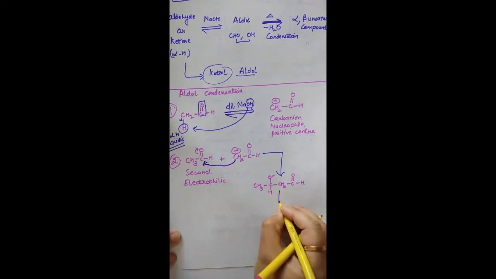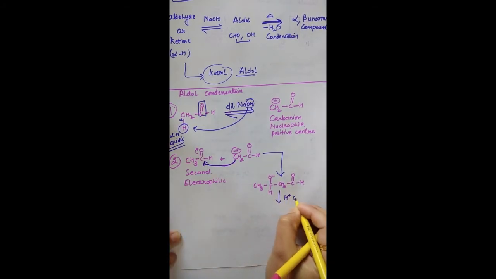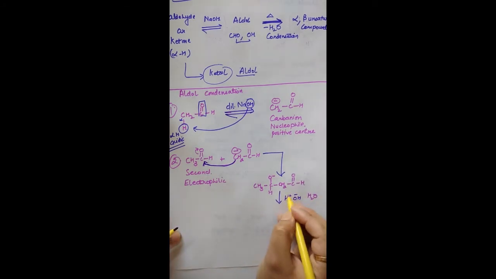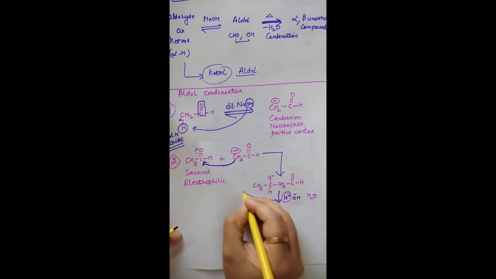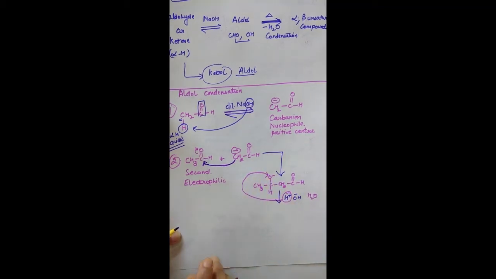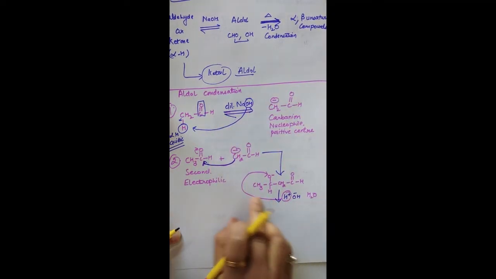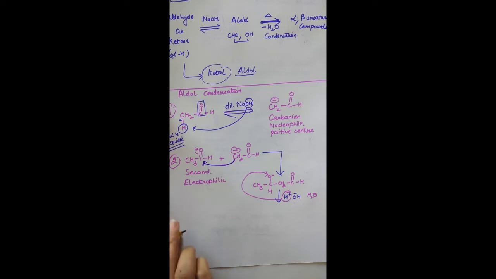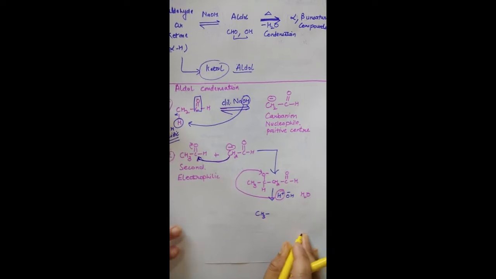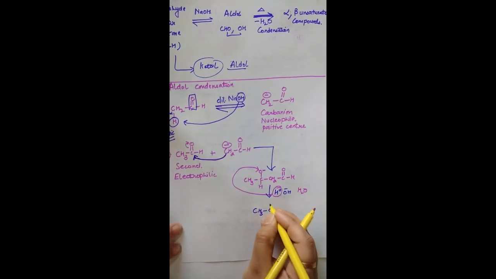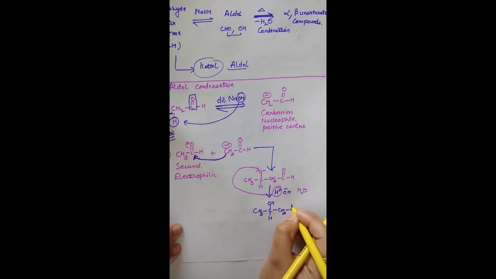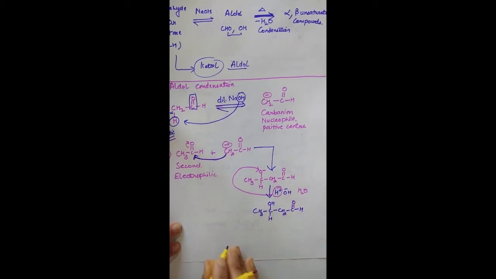Now what will be the next? Next you need water, H positive, OH negative. This is water, which is H2O. Now H positive from here will get attached to this one because we are using dilute NaOH, so we have water there. So H positive will get attached to this one. So the next will be the formation of CH3, then you have CH, OH here, H, CH2, C double bond O, like this.